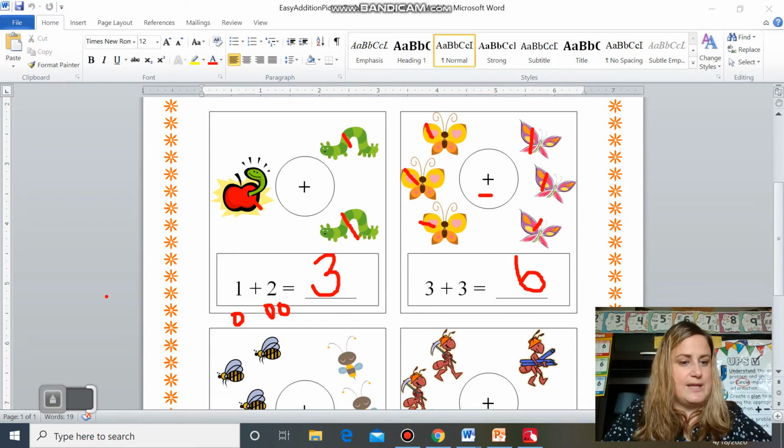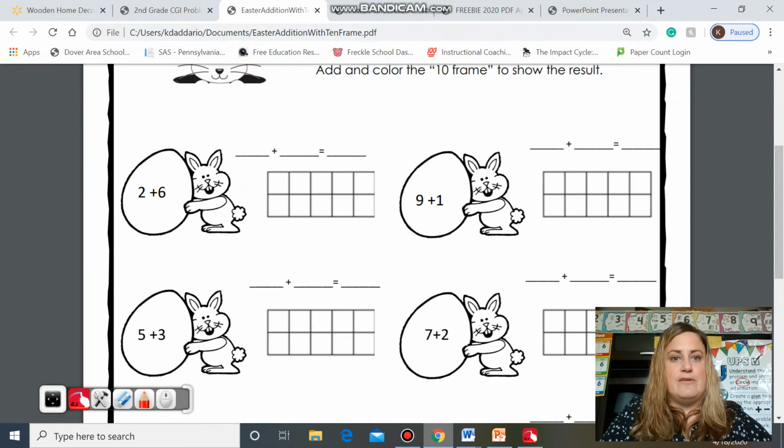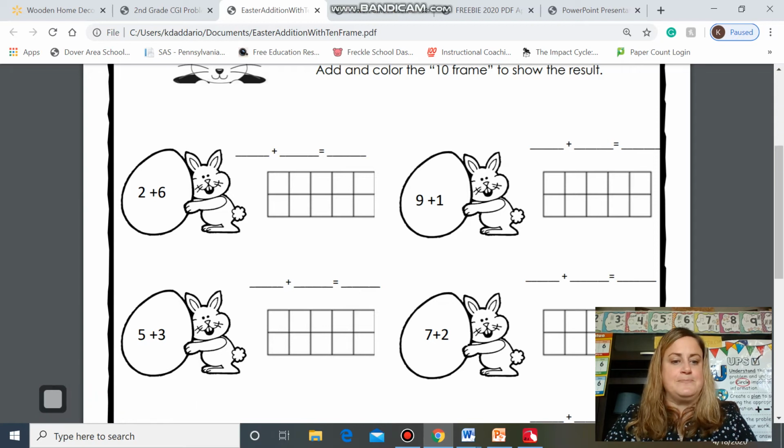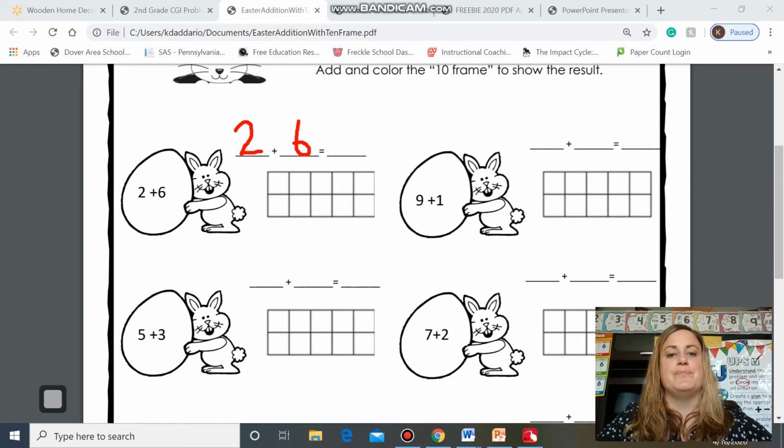All right, another way I would like to show you is using 10 frames. And I know you're familiar with using 10 frames in your class. So I have some bunnies with their eggs. And on each egg, you see an equation, 2 plus 6. And up here is the blank equation where we are going to write our add-ins. So let me get my pen up here. So I'm going to write 2, here's my plus sign, 6, my add-ins, here's my equal, so I need to find my sum. So using a 10 frame is kind of the same as drawing a picture.